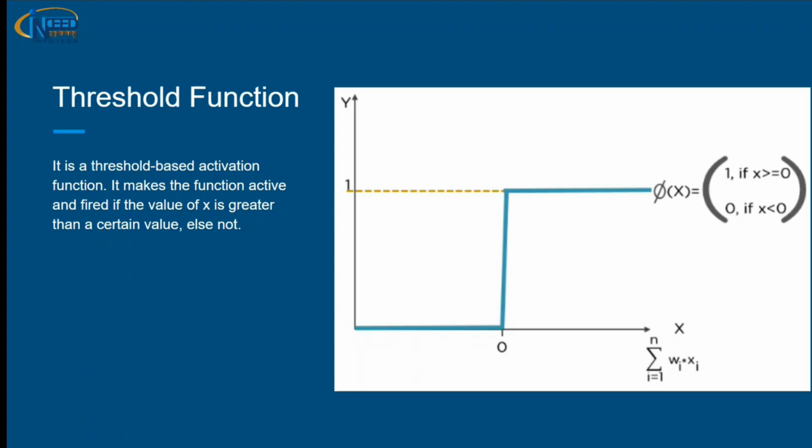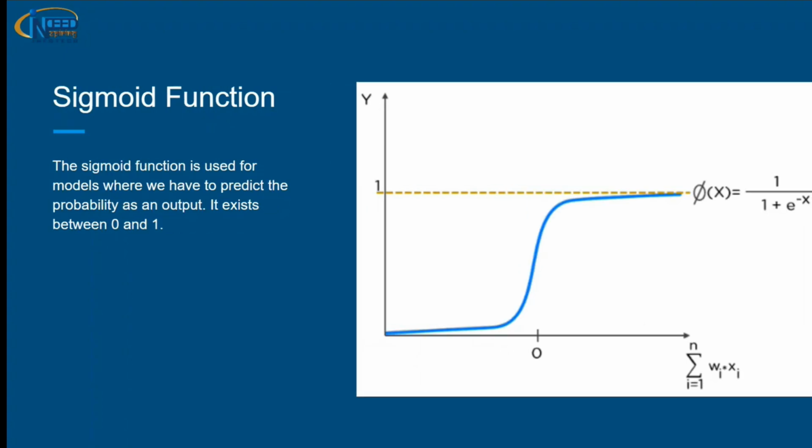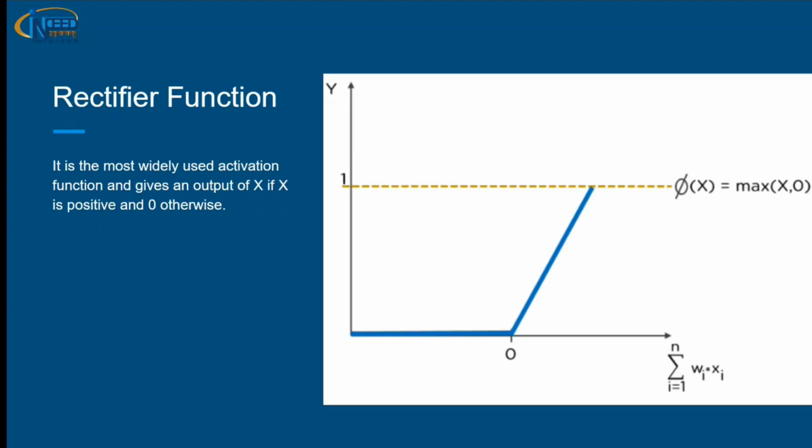Now you can understand that we need some ways of getting the output. One way is to use the sigmoid function. Another way is the threshold function. Another way is the rectifier function. In this function, it takes the max of x and 0. So if x is positive, then the output is positive. If x is negative, then it is 0. If x is positive, then that particular number x will be the output. If x is negative, then 0 would be the output.